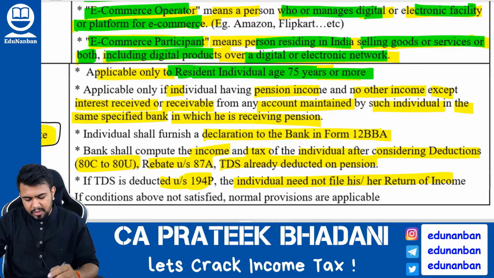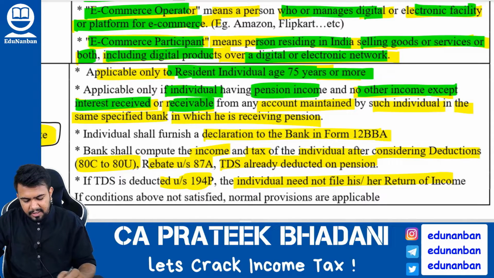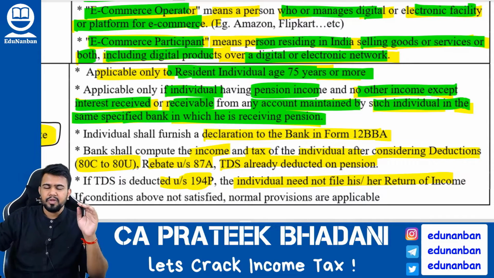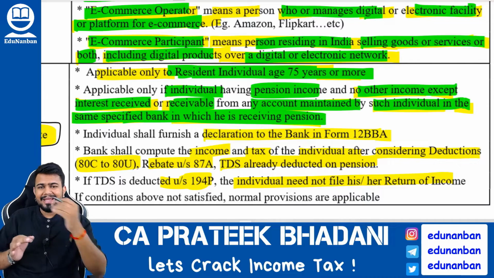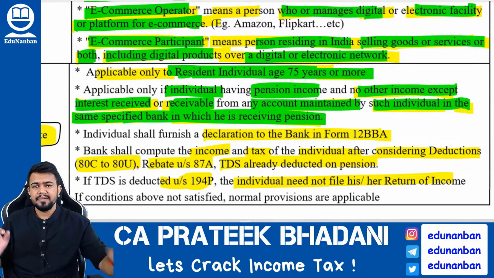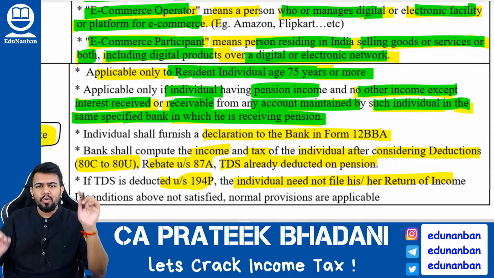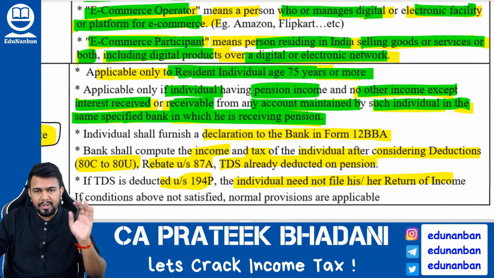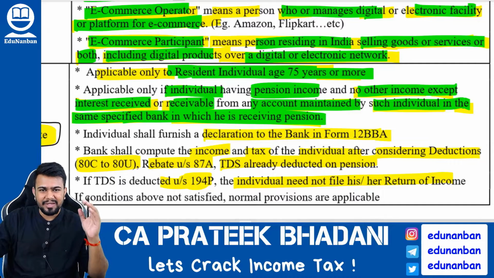Next, it is applicable only if the individual has pension income and no other income except interest received or receivable from the account maintained by such individual in the same specified bank in which he is receiving the pension. For example, a person is receiving his pension in his ICICI bank account. In such case, he should also be receiving only interest income, and that also only through ICICI bank. Only in such case this section is going to apply.